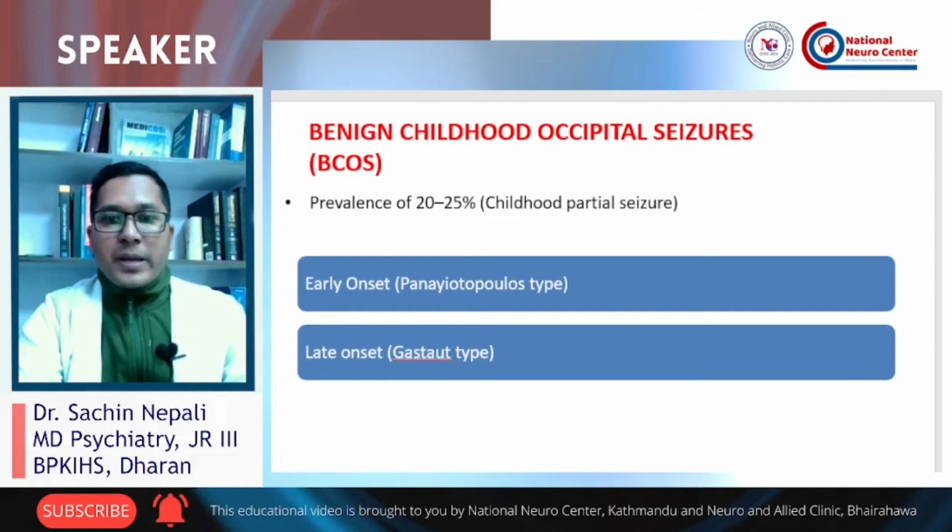Now, benign childhood occipital seizures, in short form known as BCOS. The prevalence of this benign childhood occipital seizure is 20 to 25% of childhood partial seizures. This is of two types. One is early onset and another is late onset. Early onset is also known as the Panayiotopoulos type, and late onset is known as the Gastaut type.